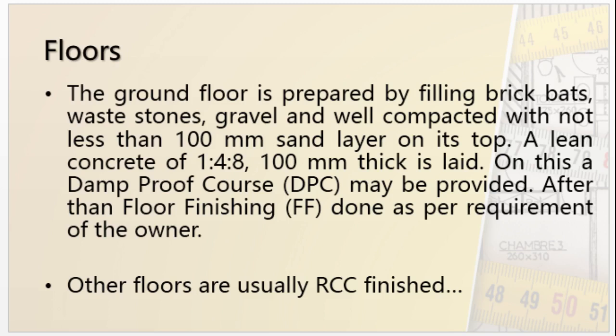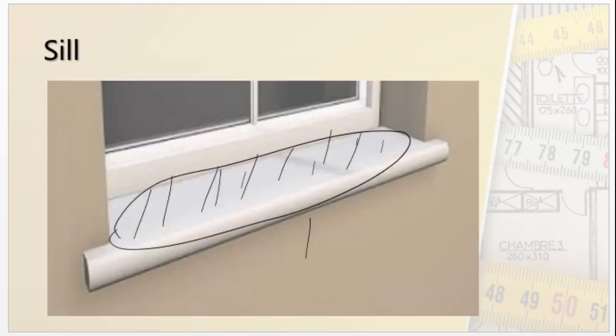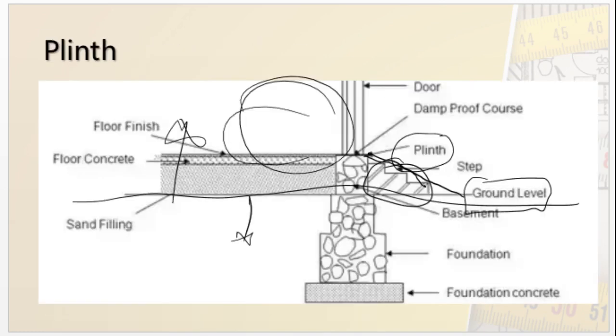As you know, the ground floor is prepared by filling brick pads, wet stones, gravel, and well compacted with not less than 100 millimeter sand layer on its top. So if we get back again to the very first plinth figure, we'll give some sand filling over there. There will be a floor concrete, and then after that we'll give a floor finish over there, and there we might use damp proof course. So all these things, this sand filling.